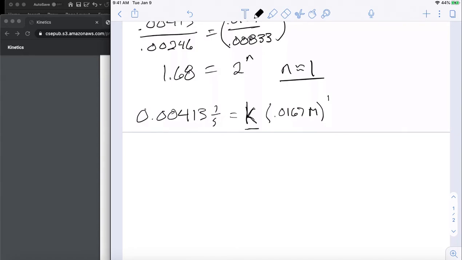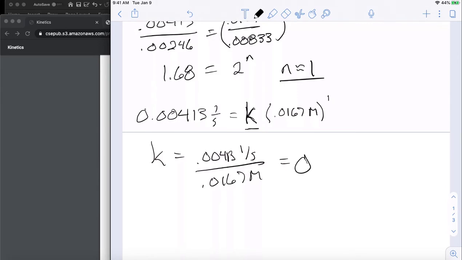So if I solve for that, K is 0.00413, with 1/seconds for the units, divided by 0.0167 molar. And now I can go ahead and just calculate that to get a number. So 0.00413, I'm just going to calculate this real fast, divided by 0.0167. We get 0.247 roughly. So 0.247. And for the units, notice I have 1/seconds divided by molarity.